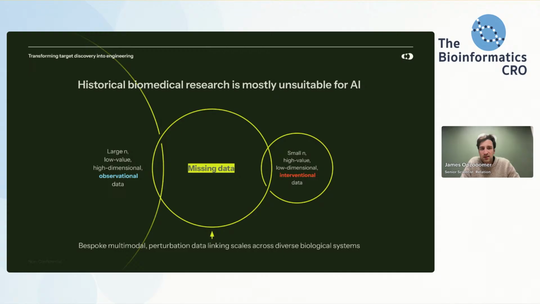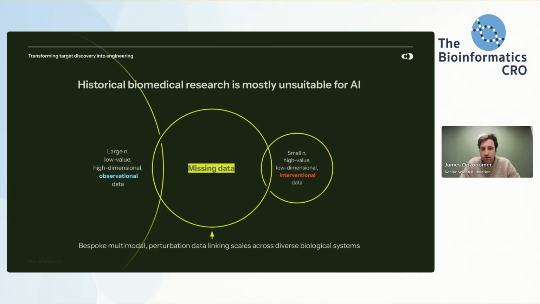So how do these approaches fall into historical data collection strategies? On the left, we have large N, low value, high dimensional observational data. These are things like the Human Cell Atlas, large biobank cohorts. There's a lot of it, but it's noisy, confounded, and often only weakly connected to clear interventions that we want to make in drug discovery.